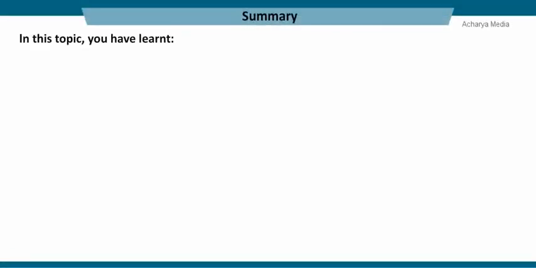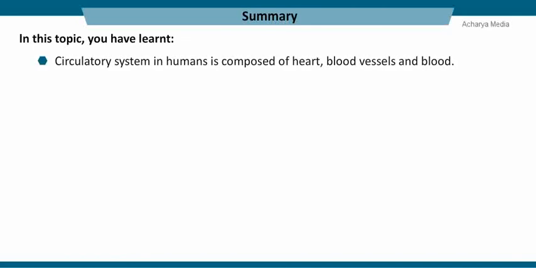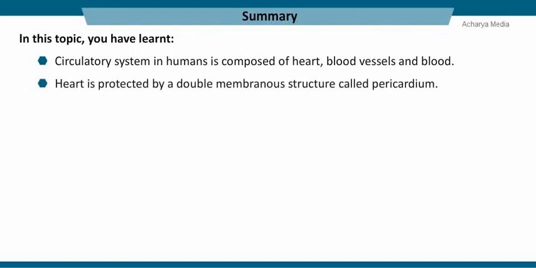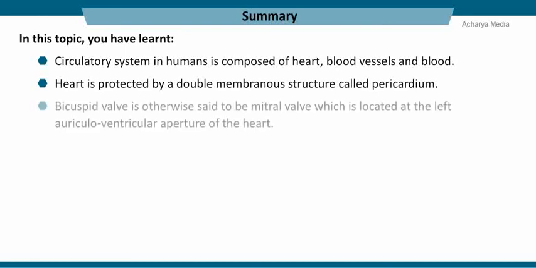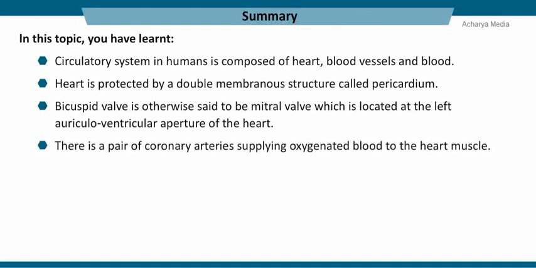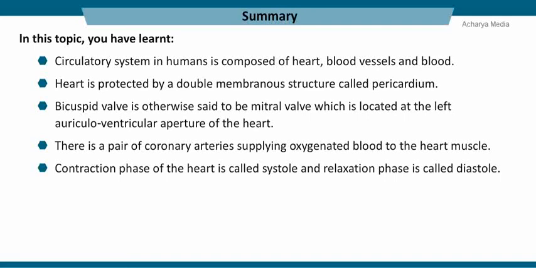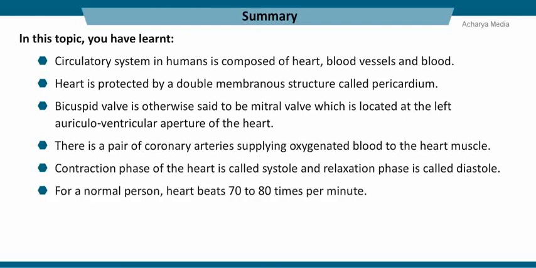In this topic you have learnt, the circulatory system in humans is composed of the heart, blood vessels and blood. The heart is protected by a double membranous structure called pericardium. Bicuspid valve is otherwise said to be the mitral valve, which is located at the left auriculo-ventricular aperture of the heart. There is a pair of coronary arteries supplying oxygenated blood to the heart muscle. The contraction phase of the heart is called systole and the relaxation phase is called diastole. For a normal person, the heart beats 70 to 80 times per minute.